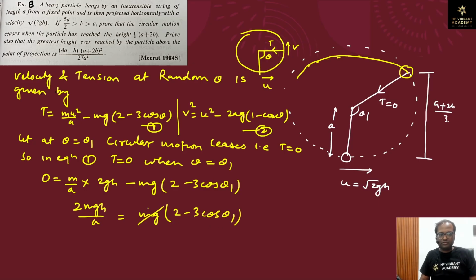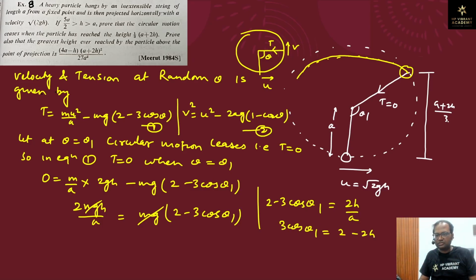This mg gets cancelled. So we have 2 minus 3 cos theta 1 is equal to 2h upon a. So 3 cos theta 1 is equal to 2 minus 2h upon a, equal to 2a minus 2h upon a. So cos theta 1 is equal to 2a minus 2h upon 3a.